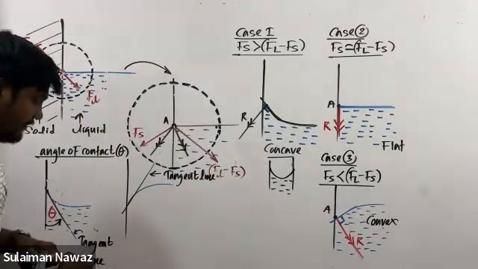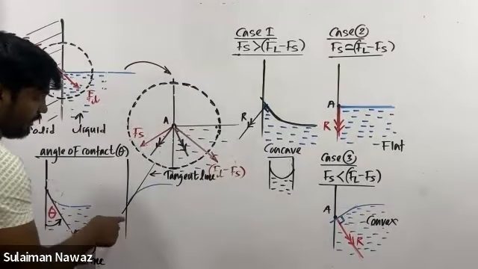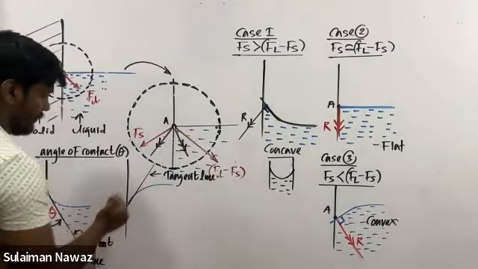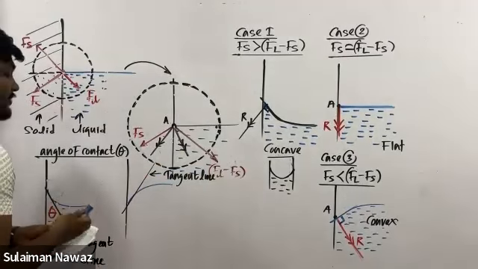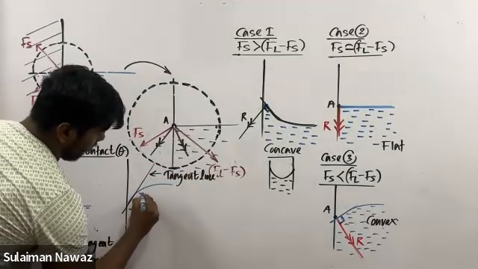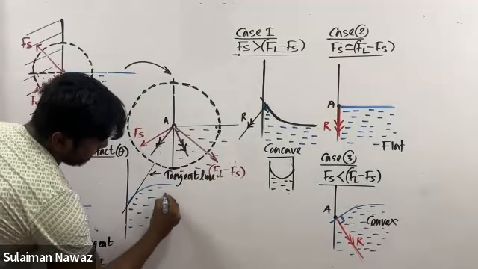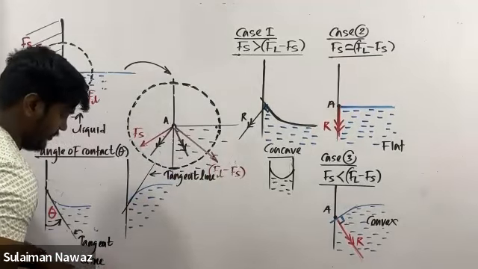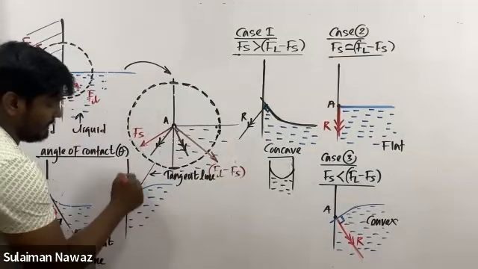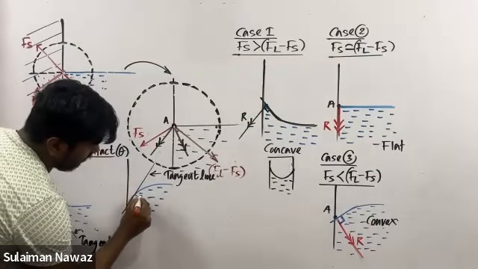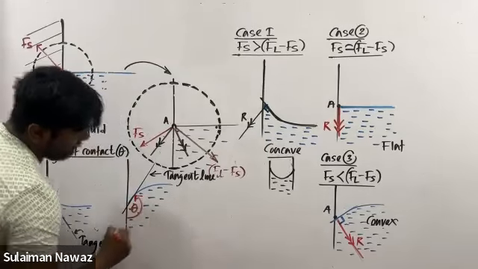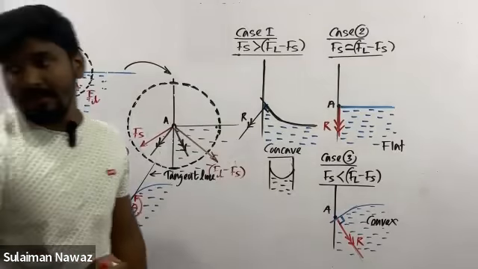Then start measuring the angle from the solid to the tangent through the liquid. Measure the angle from solid to the tangent line through the liquid. This angle we call the angle of contact.